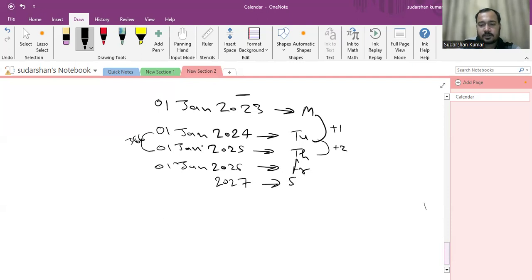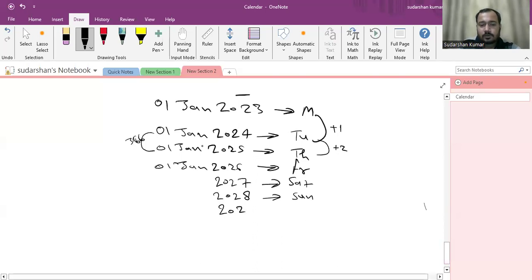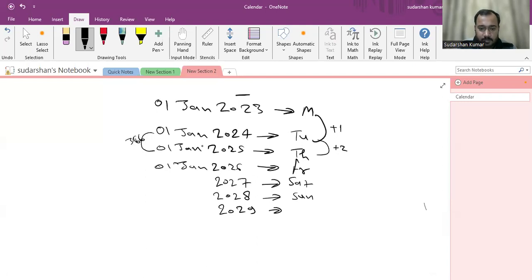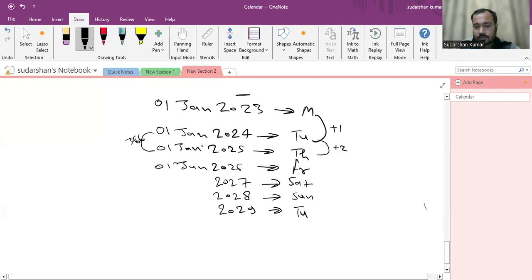The day will become Saturday. On 1 January 2028, the day will become Sunday. On 1 January 2029, since in 2028 there will be 29 Feb, we add here 2. So we get Tuesday. And we have to find Monday in any normal year.